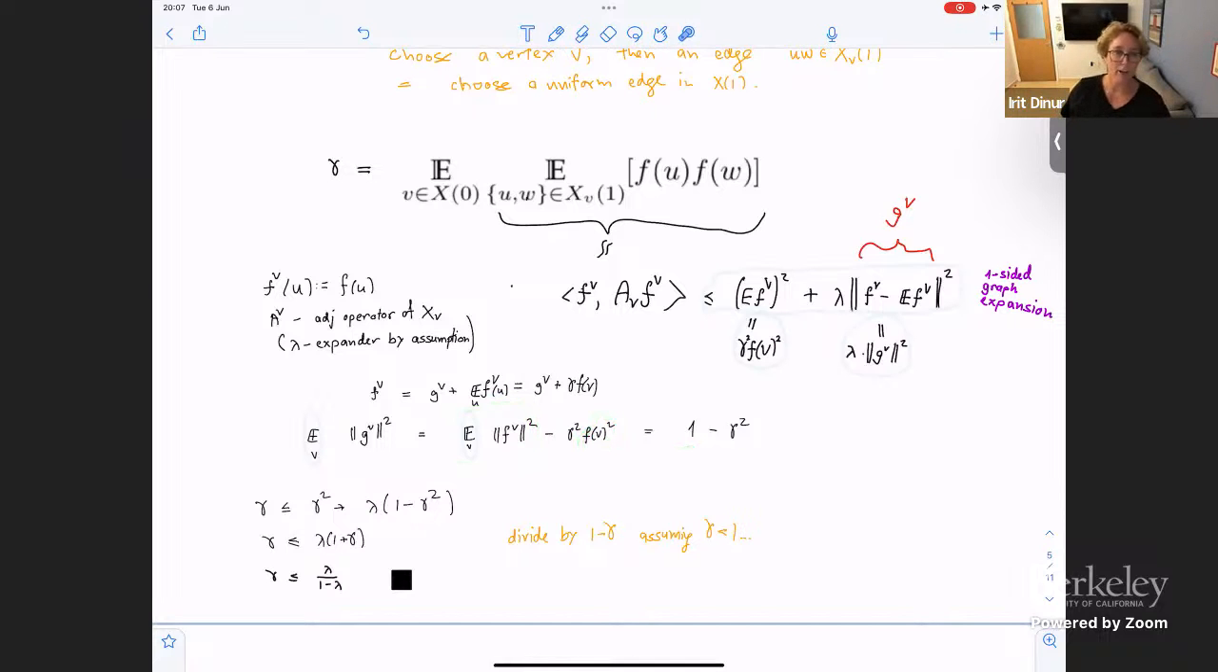Okay, so all in all, we got that gamma on this side is less than 1 minus gamma squared. Sorry, times lambda. I forgot the lambda, so here I need to add a lambda. Anyway, this is what we get: gamma is less than gamma squared plus lambda times 1 minus gamma squared. And when you rearrange it, you get the required result.